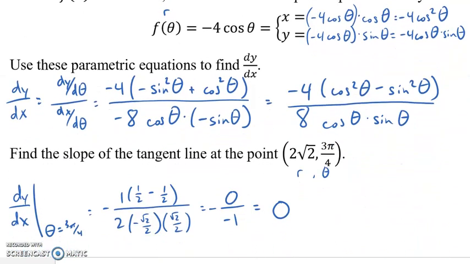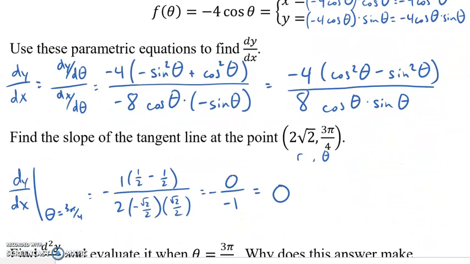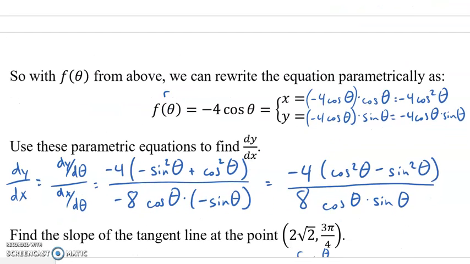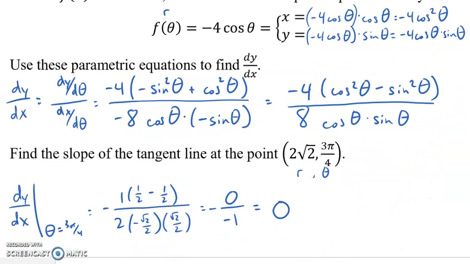So again, to recap, to find the slope of a polar curve, first we have to parameterize the polar curve by using the conversion equations x equals r times the cosine of theta and y equals r times the sine of theta. And once we have the parametric curves, then we just do our derivatives as normal with the parametric curves.